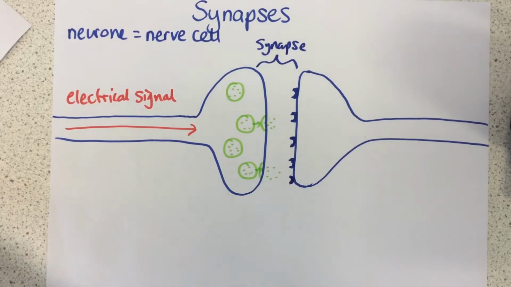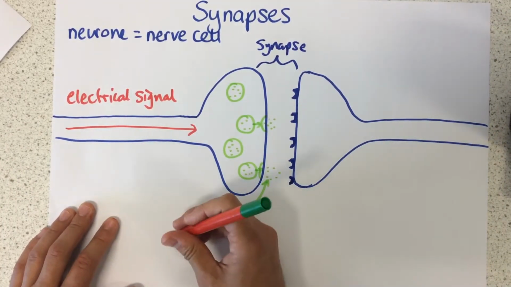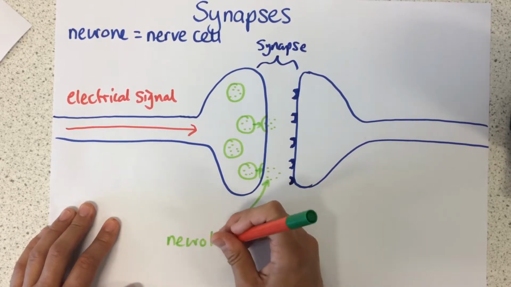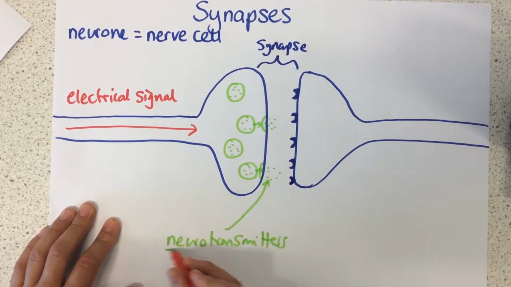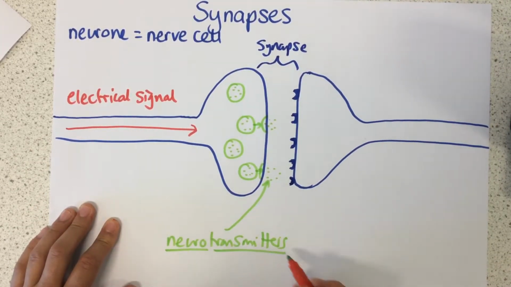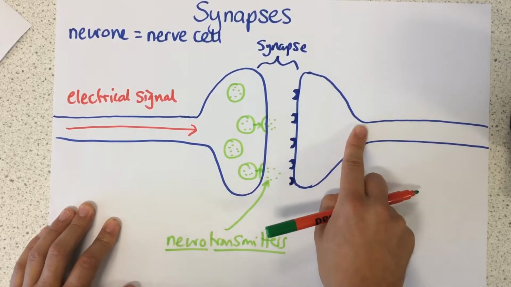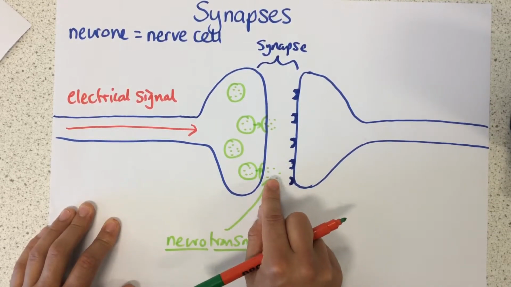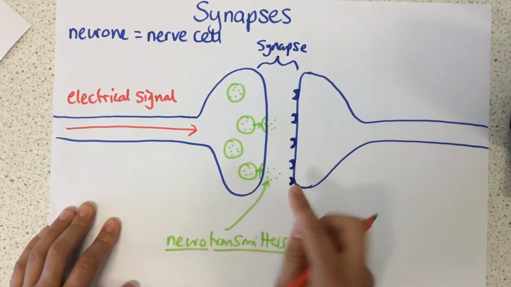So as you can see, these little chemicals here that have been released by this neuron are called neurotransmitters. Neuro, because it's to do with neurons. Transmitter, because they transmit a signal from this neuron to this neuron. So these little neurotransmitters, they travel across by diffusing across this synapse.